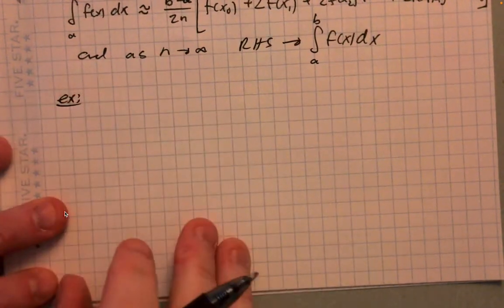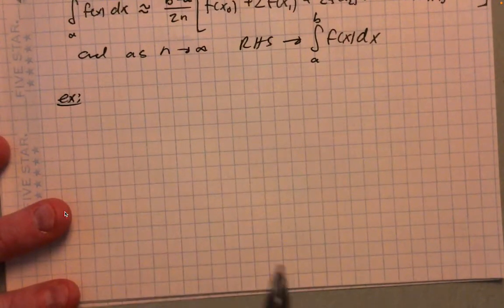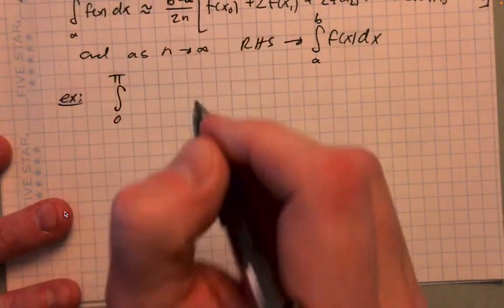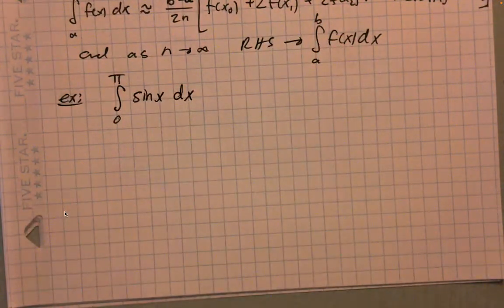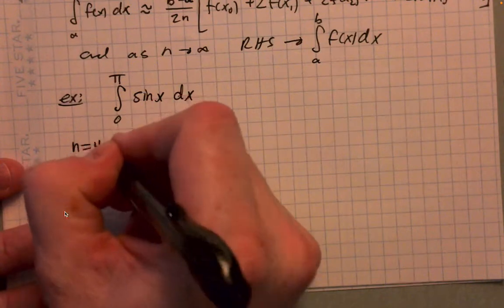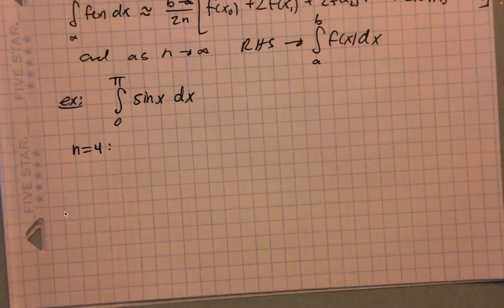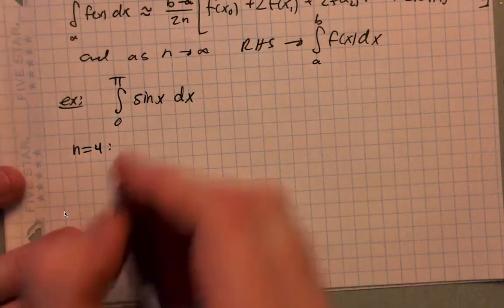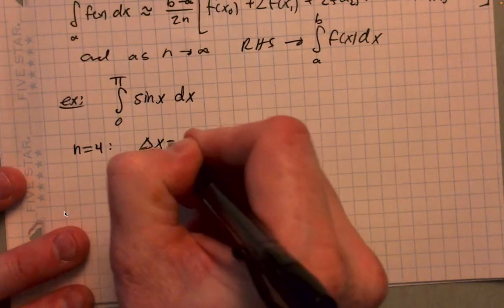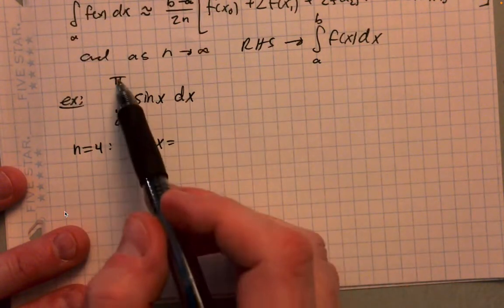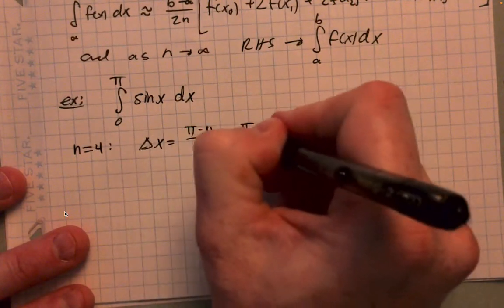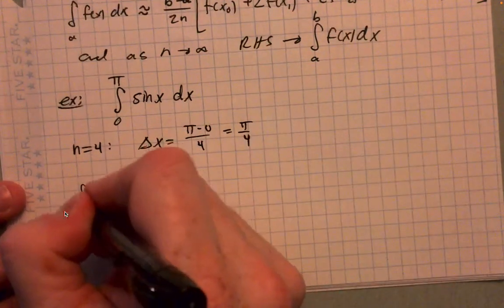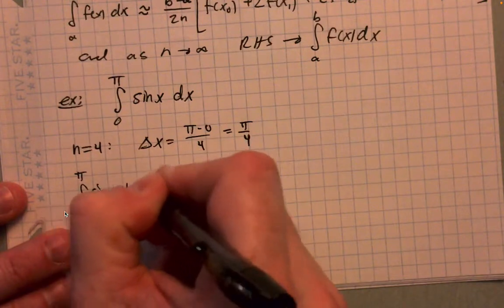All right, example. Let's use the trapezoid rule to approximate this integral, 0 up to pi of sine of x dx. We'll do it for n equals 4 and see what we get, and then we'll approximate it at higher n, for n equals something larger, like n equals 8. So if n is equal to 4, then delta x is pi minus 0 over 4, or pi over 4.